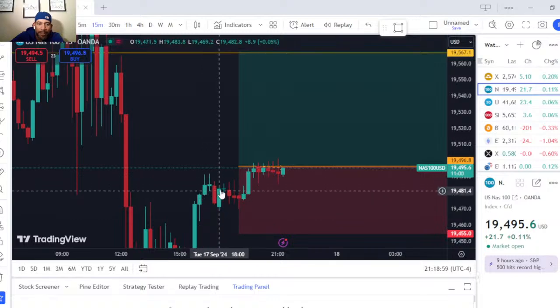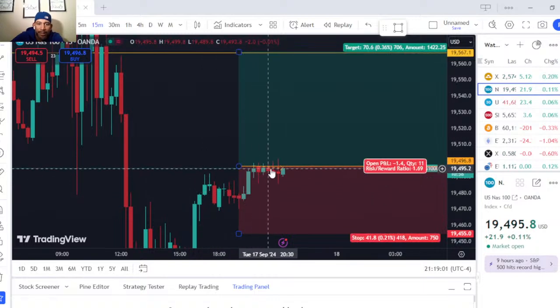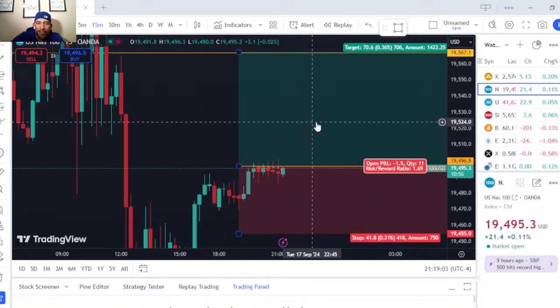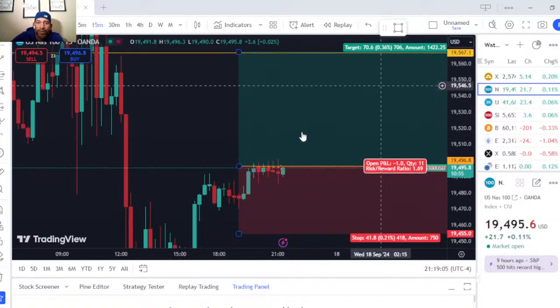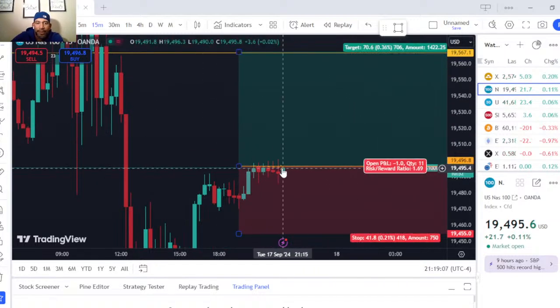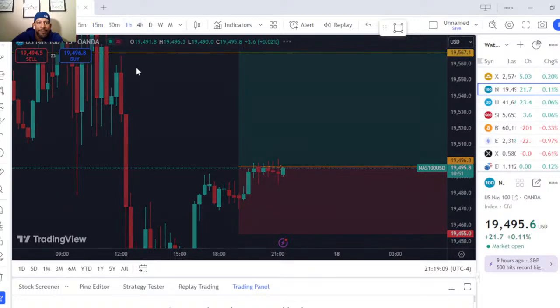So we came up, kind of ranged here, came up, ranged here. So I'm expecting us to come up, range, come up, range, and so on. Let's see, we're starting to push up a little bit here.